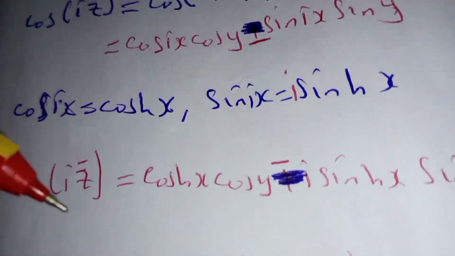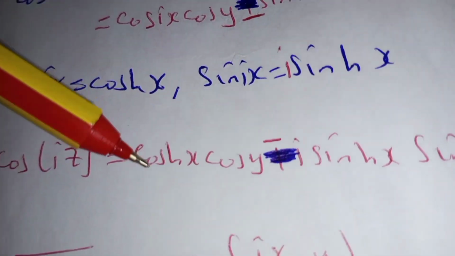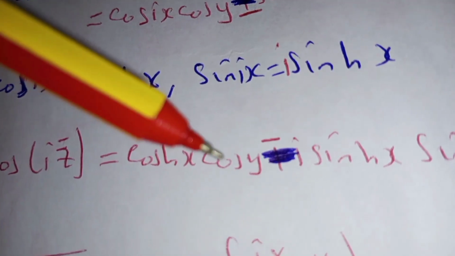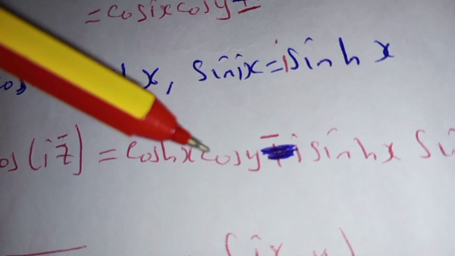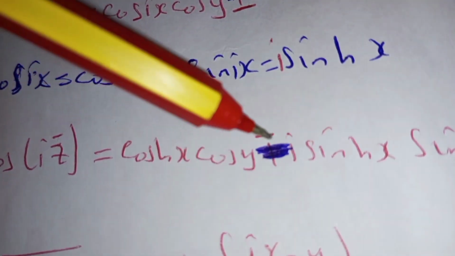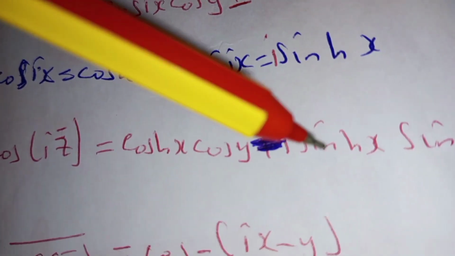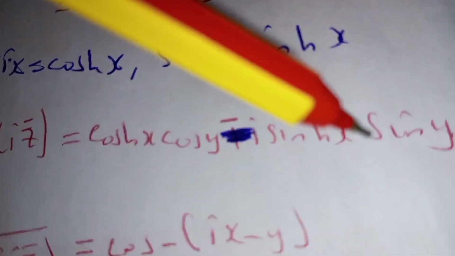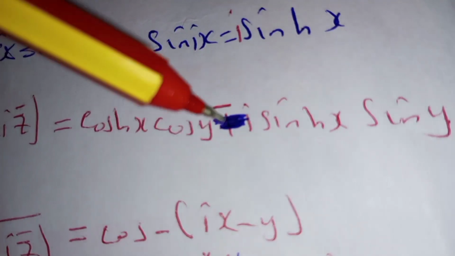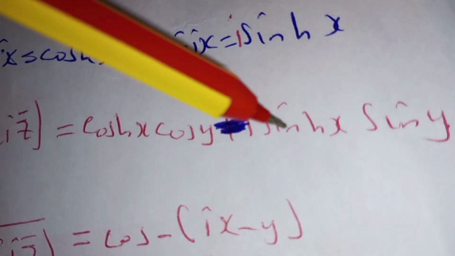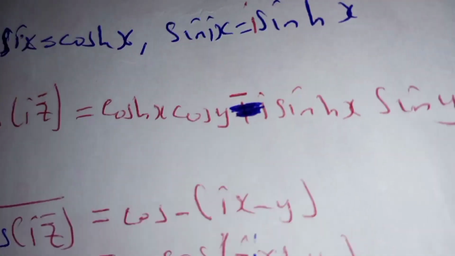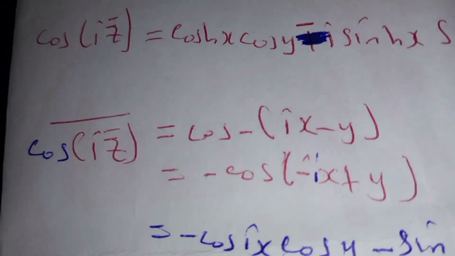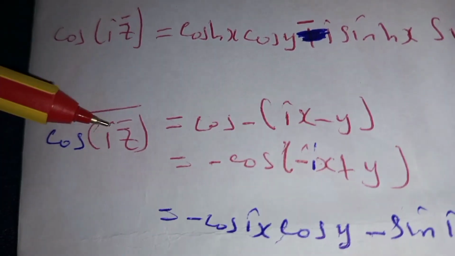When we do that, the result is hyperbolic cos of x multiplied by cos of y minus i hyperbolic sine of x multiplied by sine of y. Then we take the conjugate of the given function.